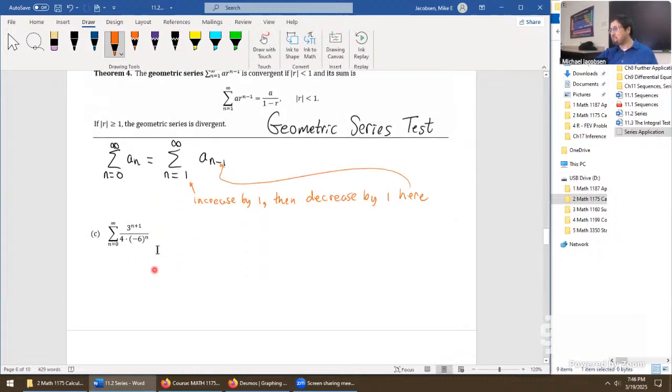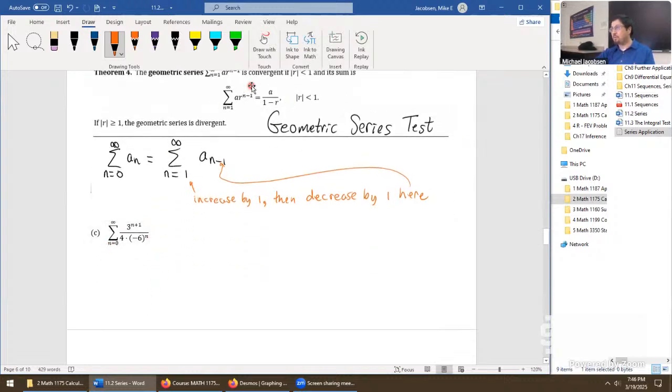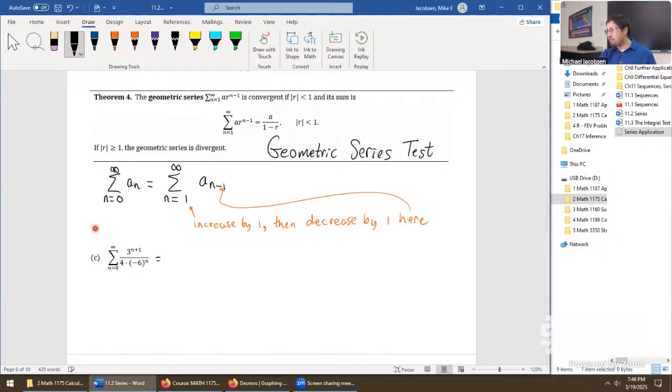So what I'm going to do is reindex the problem so it matches the formula. Let's start by saying this is a summation as we go from n equals 1 to infinity of, well, I increased by 1. So now we do the opposite thing, decrease by 1. That's 3n minus 1 plus 1, so it's 3 power n. Below it's 4 times negative 6 power n minus 1.